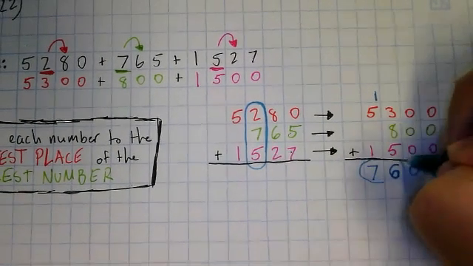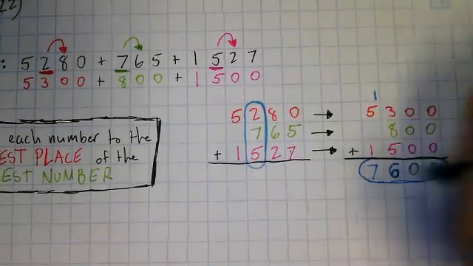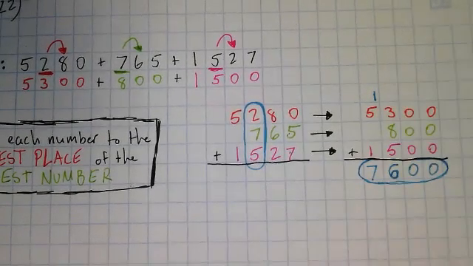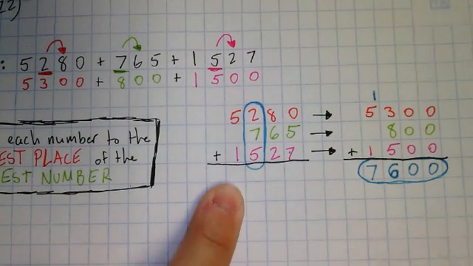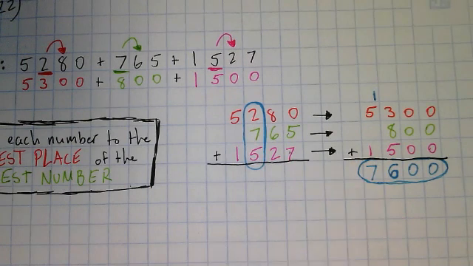So my answer, my estimated answer, is 7,600. This is not the actual answer to this problem. If I did this problem, I would not get this answer. All right? This is the estimated answer. I rounded and then I added. So that's all you're doing today: for every problem, you're going to round, then you're going to add. And then that's all you got to do.